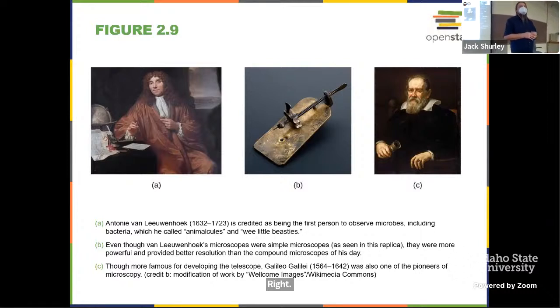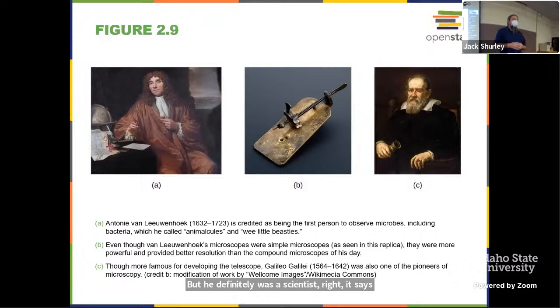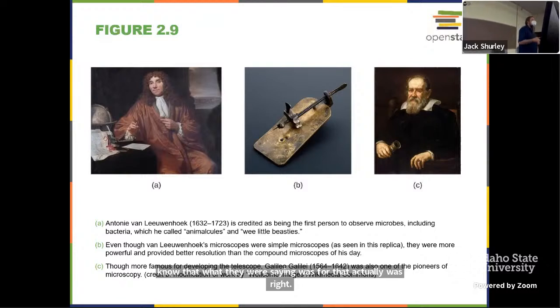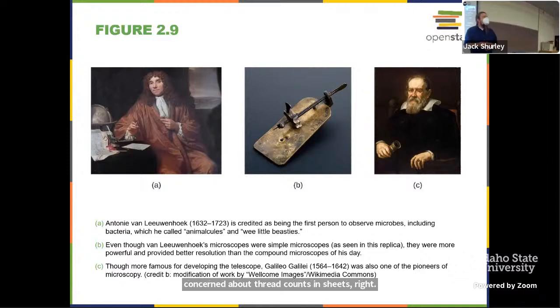He was not a scientist, right? But he definitely was a scientist, right? It seems very odd. He was a merchant, a shopkeeper. He was selling all sorts of things like linens. And it was important to know that what they were saying was what it actually was, right? He wanted to look at the linen. He wanted to look at the threads, the thread count, right? He was the first concerned about thread counts in sheets, right? He wanted to know, is this super fine linen or is this some cheap knockoff, right?